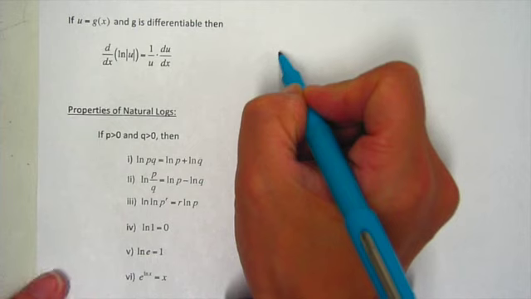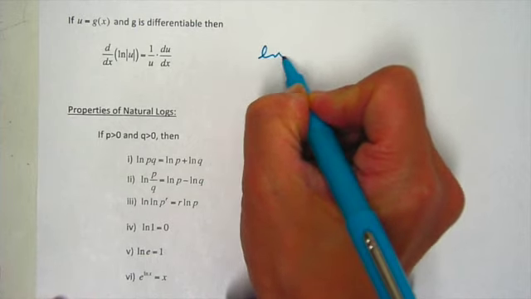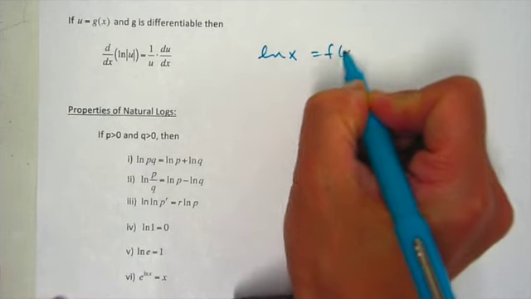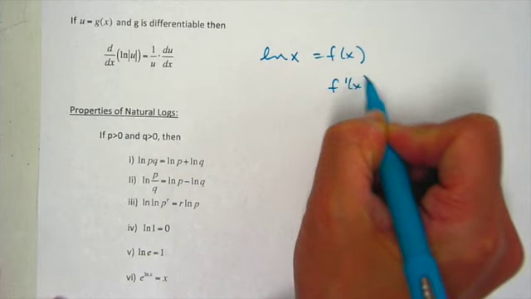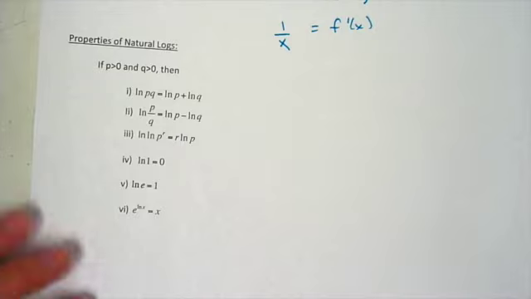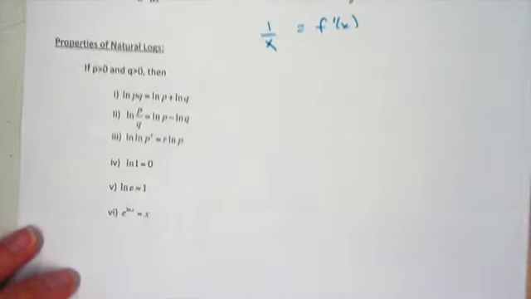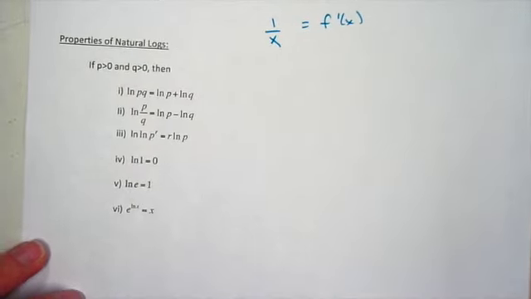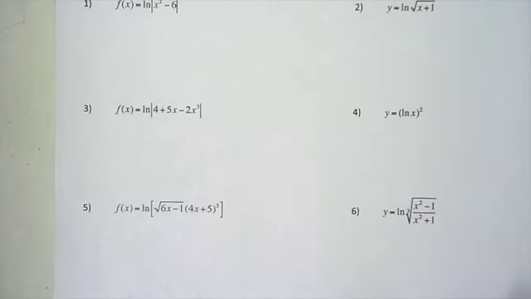So if I ask you for the derivative of the natural log of x, if this is f of x, then our derivative would just be 1 over x. That's the rule. And these are some properties of logs that you will need later to go ahead and simplify some of the answers that we get. Okay, so let's just go ahead and do some examples.